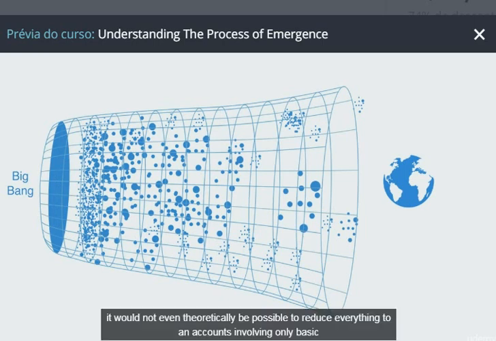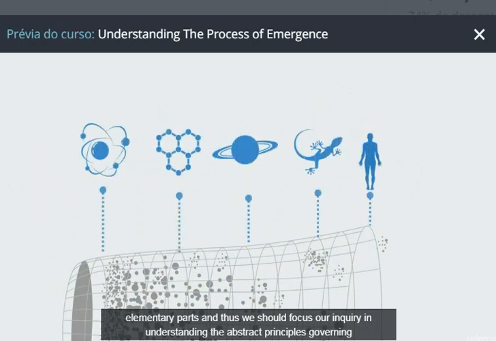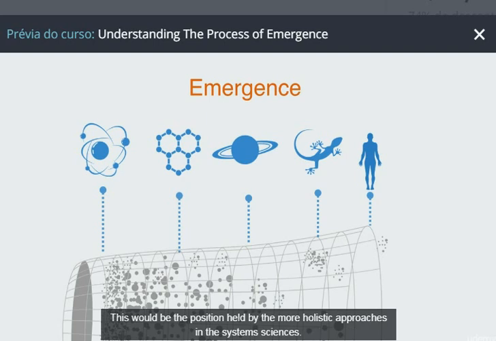it would not even theoretically be possible to reduce everything to an account involving only basic elementary parts, and thus we should focus our inquiry in understanding the abstract principles governing the patterns of organization that emerge on different levels. This would be the position held by the more holistic approaches in the system sciences.